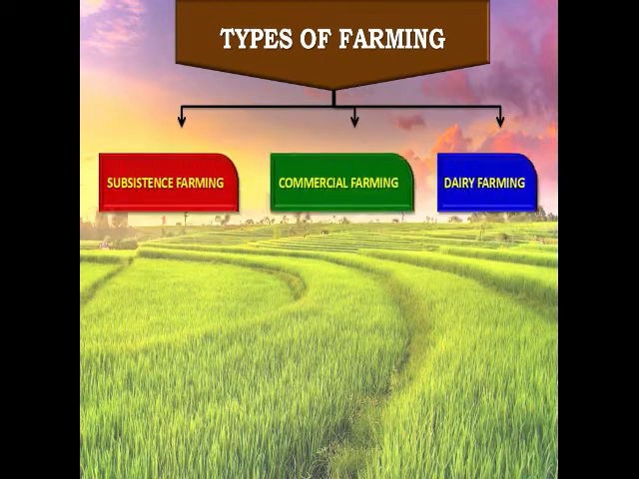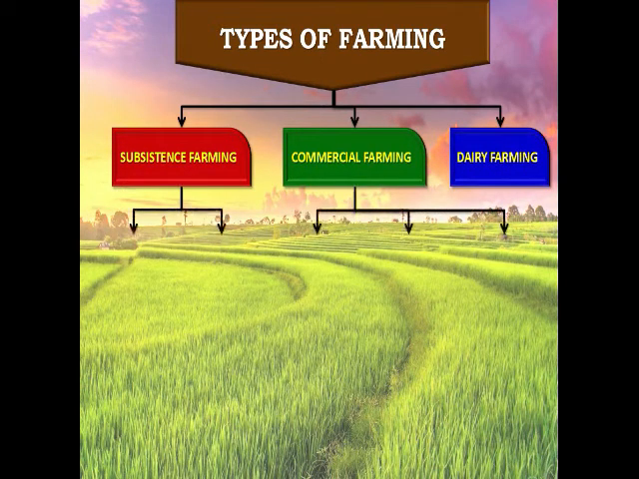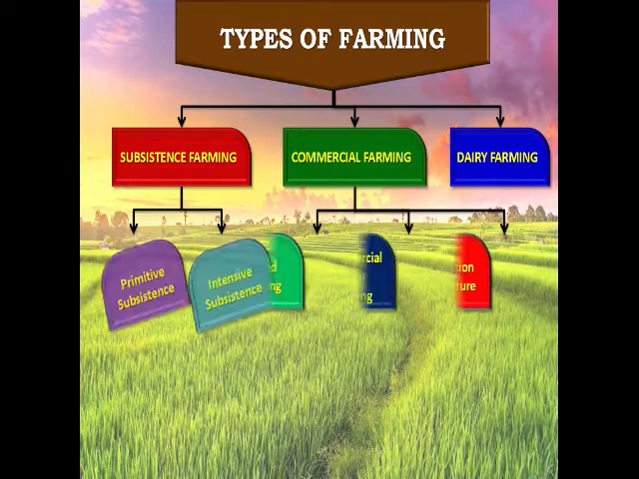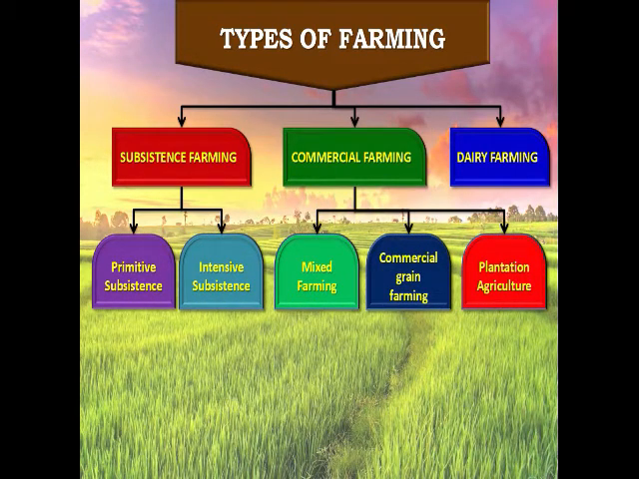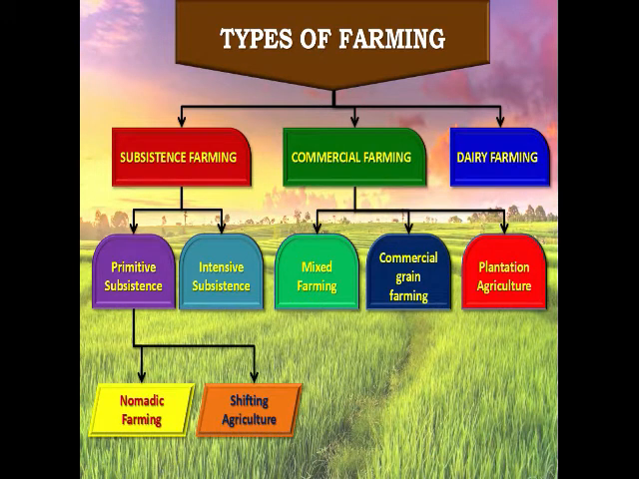First is subsistence farming, and subsistence farming is further classified into two types: primitive subsistence and intensive subsistence. In commercial farming there are three types: mixed farming, commercial grain farming, and plantation agriculture. These are the subdivisions of subsistence farming and commercial farming. Again, primitive subsistence is further divided into nomadic farming and shifting agriculture.